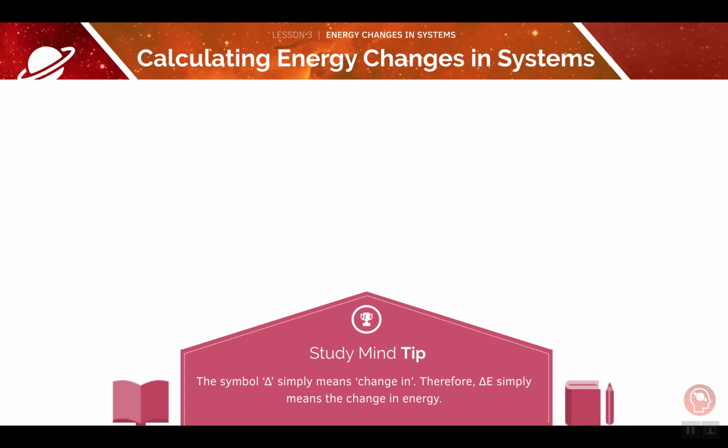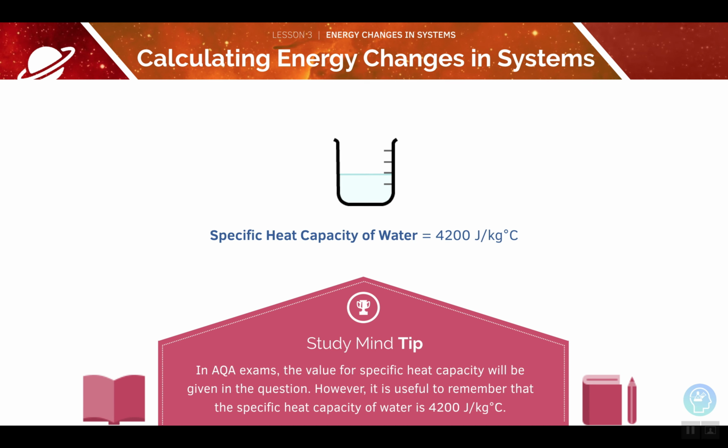The symbol that stands as a triangle simply means change in. Therefore, delta E simply means the change in energy. In AQA exams, the value for specific heat capacity will be given in the question. However, it is useful to remember that the specific heat capacity of water is 4,200 joules per kilogram per Kelvin.